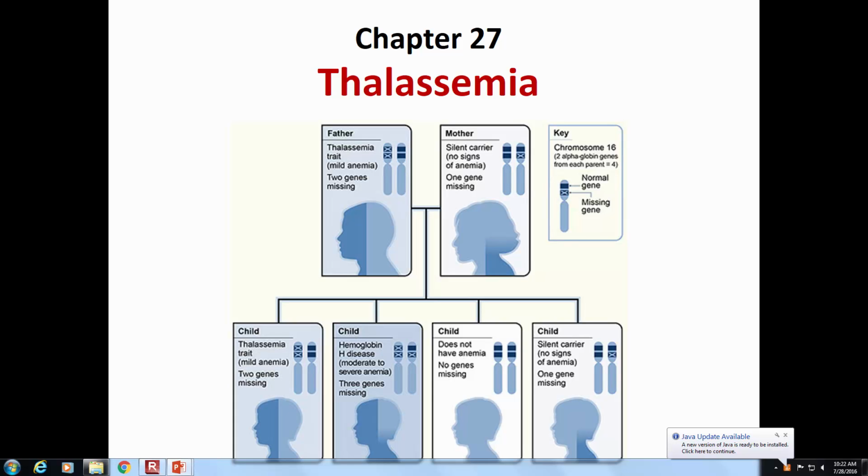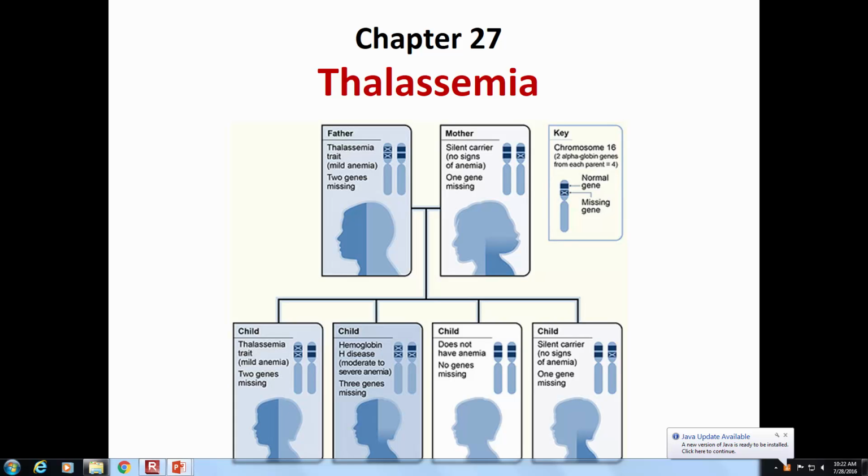This is the normal genotype. You've got 4 alpha chains. If one of them is mutated, that's all you do: you erase one of them and put the dashed line in here. That is telling me that this person is going to have alpha thalassemia minor.